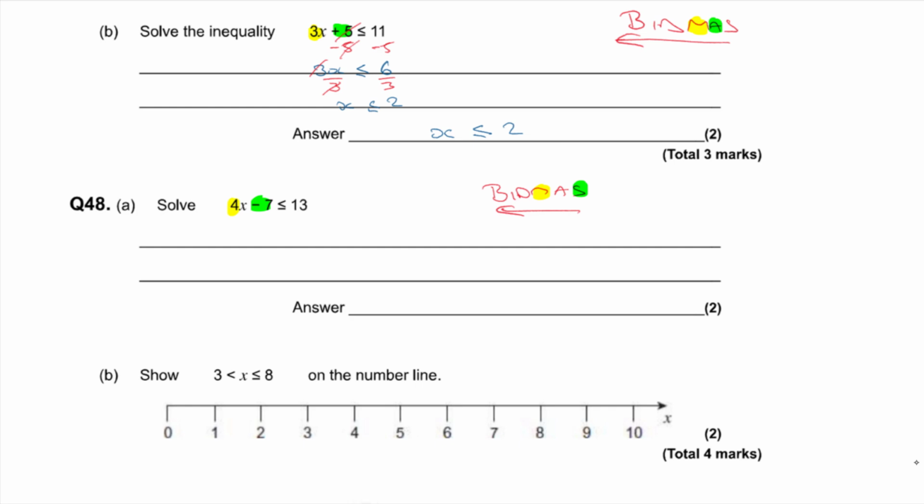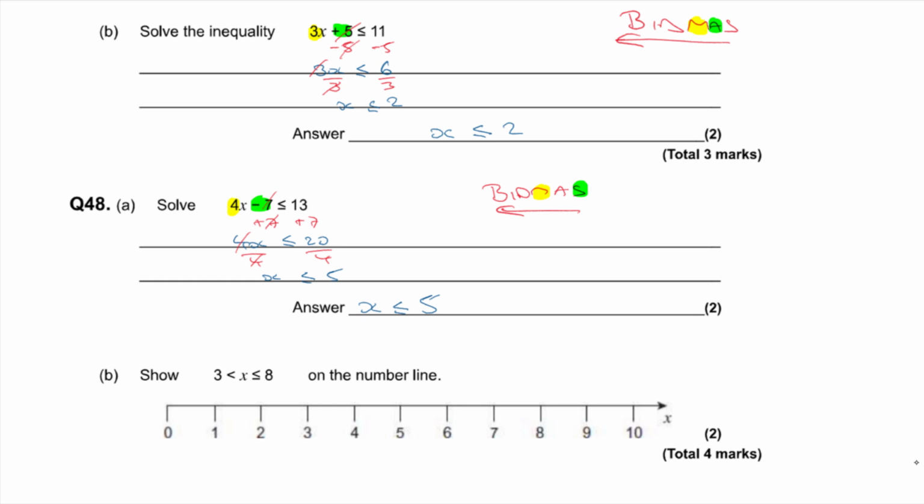So the opposite of subtracting is adding. Adding 7 to both sides, they're going to cancel. That's going to leave me with 4x is less than or equal to 20. Dividing both sides by 4. That's going to leave me with x is less than or equal to 5.